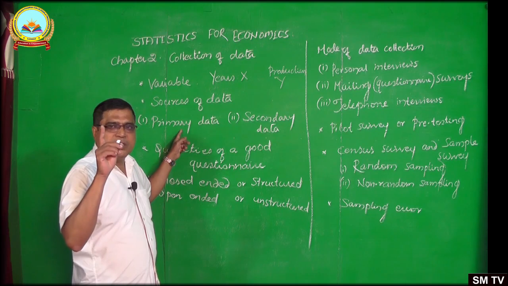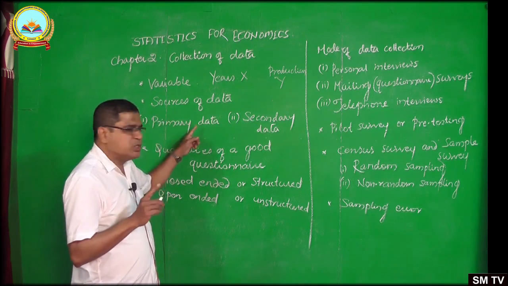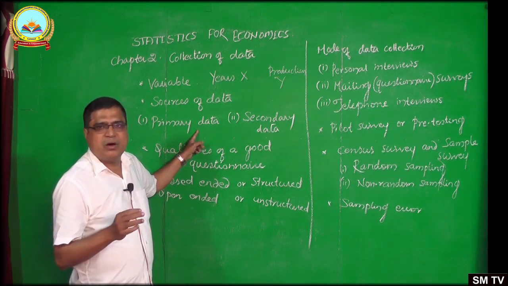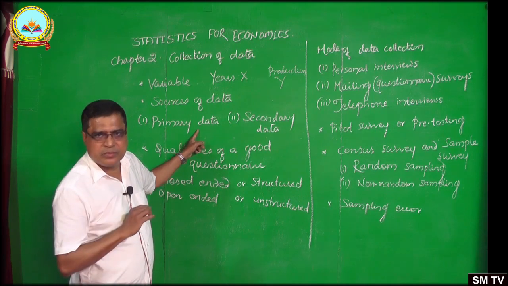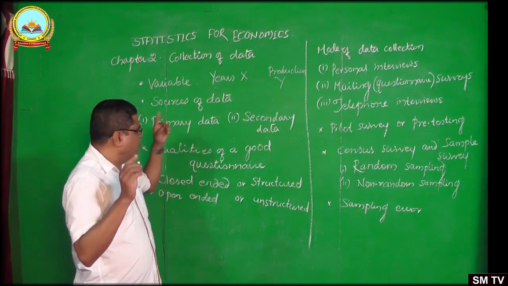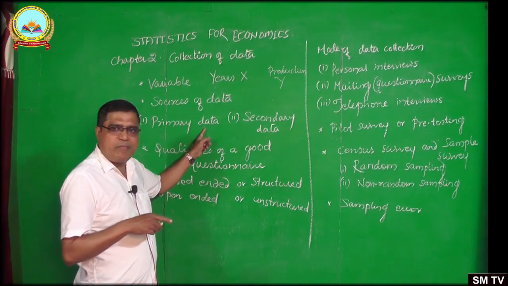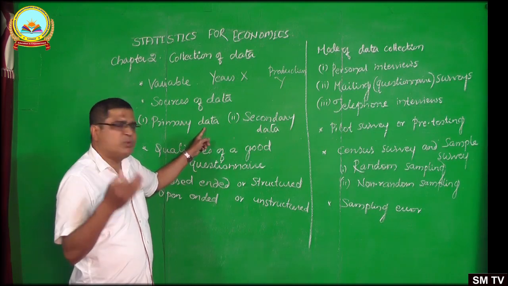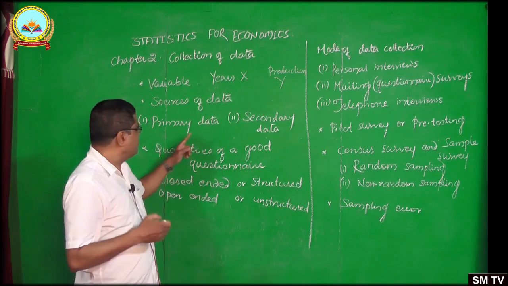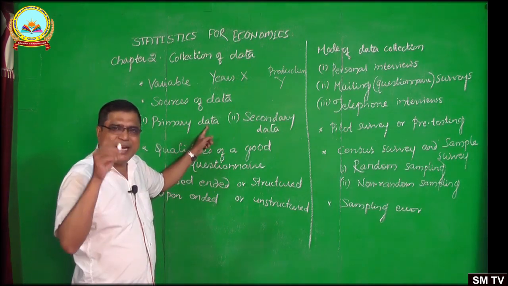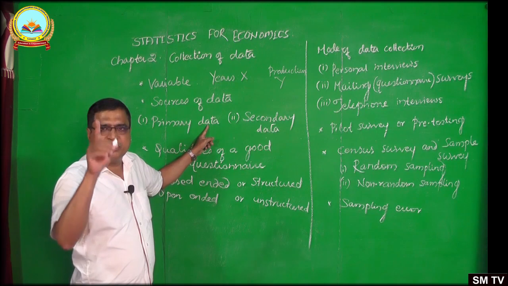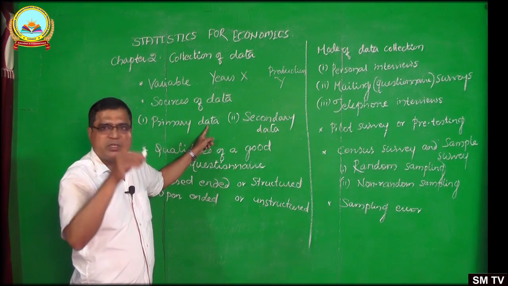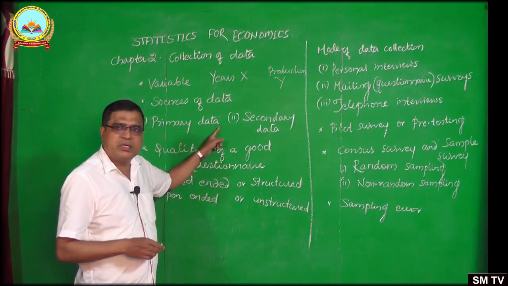Now, if the enumerator is going to collect the data for the first time, fresh data, it is called first-hand data. Nobody else has collected it; only that enumerator has gone to the respondent who is processing the information, and the enumerator collects the data from the respondent for the first time, fresh data. Nobody else has collected it. It is collected for the first time, and is called primary data.